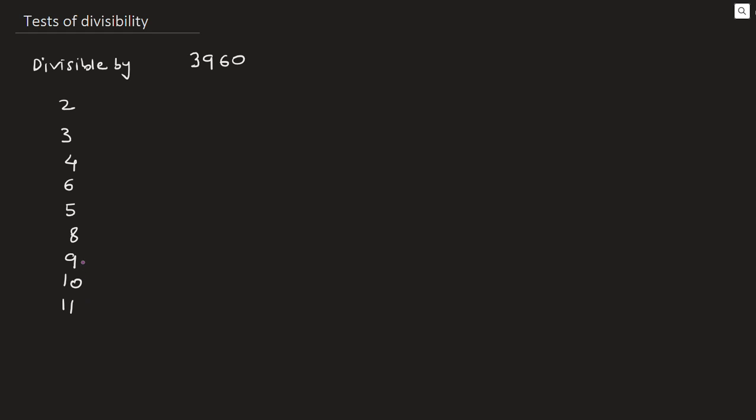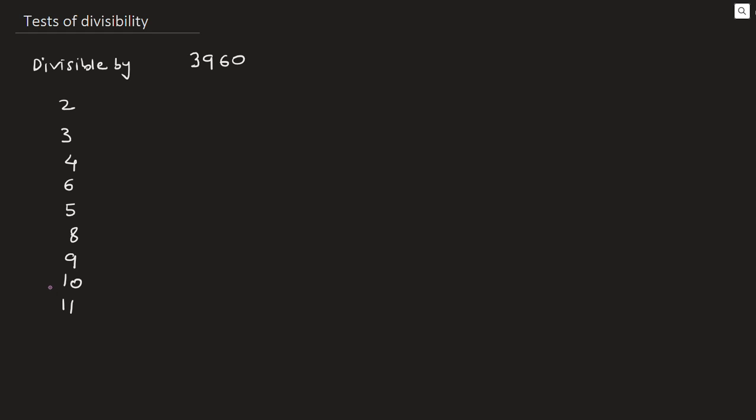One way is to actually divide the number by any of these numbers and find out whether it is divisible or not. But that is time consuming. So I have some shortcuts where just by checking the patterns and digits in the number, I can say if the number is divisible by any of these numbers. These shortcuts are tests of divisibility.